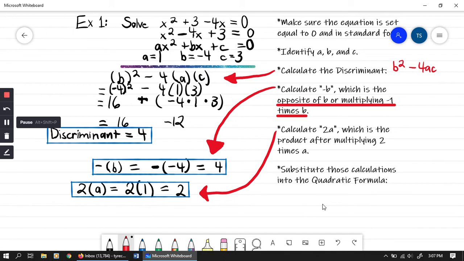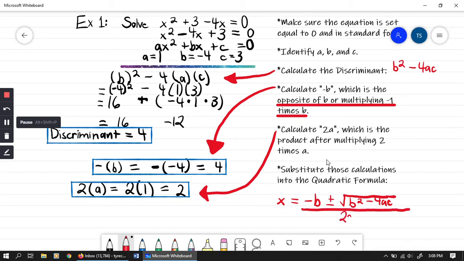next we need to substitute those calculations, those 3 calculations, the discriminant, the opposite of b, and the 2a, into the quadratic formula. Folks, remember that the quadratic formula is this here. X equals negative b plus or minus the square root of b squared minus 4ac all over 2a.